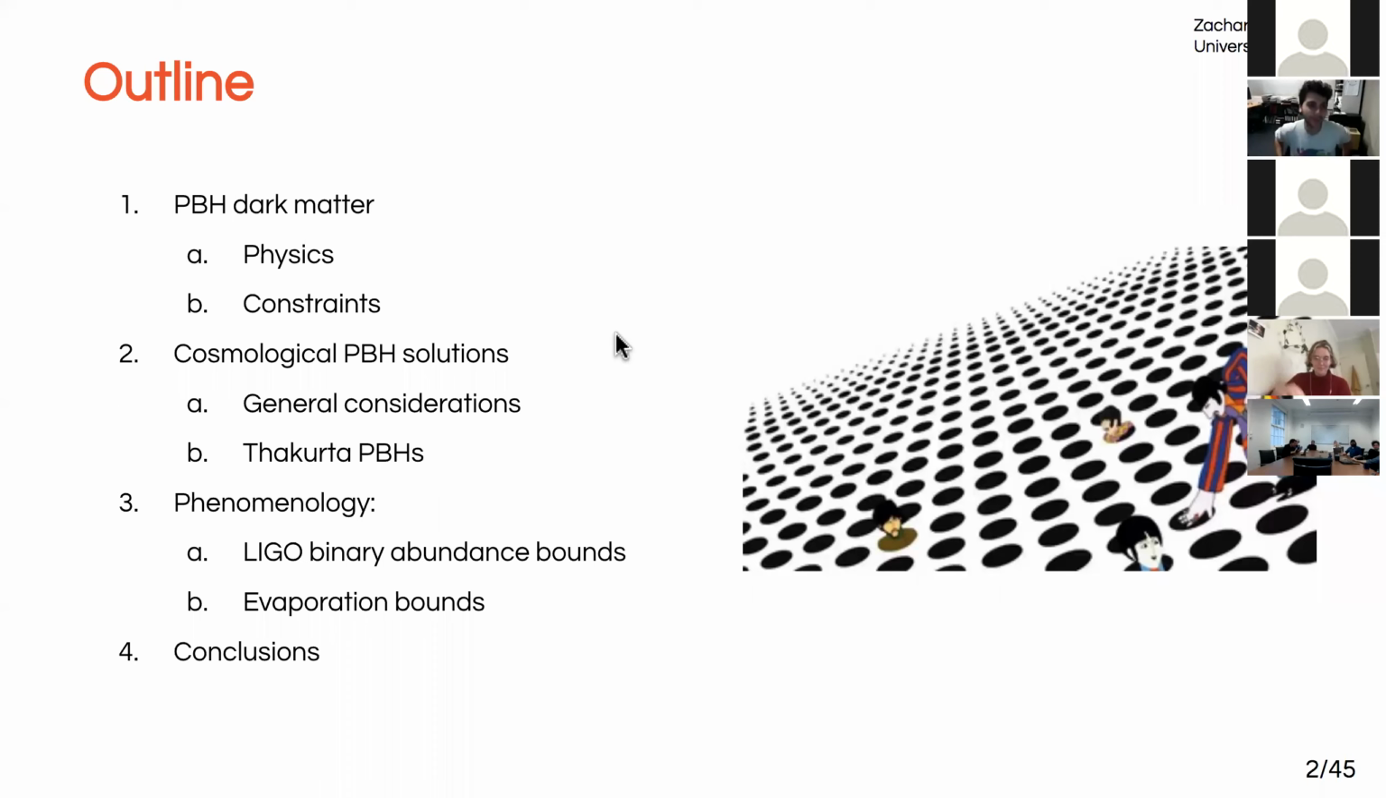All right. So I'll spend a bit of time on primordial black holes as dark matter, looking at the physics and their constraints in a bit more detail than usual. And then we'll get into the bulk of the talk, which is looking at how we actually model black holes in a cosmological background, and what the phenomenology of a particular choice of one of these solutions is. There are quite drastic consequences to the phenomenology of primordial black holes as dark matter candidates. So let's get into it, I guess.